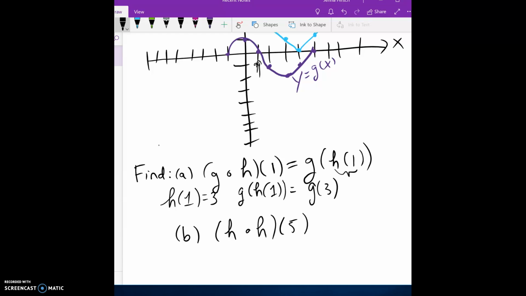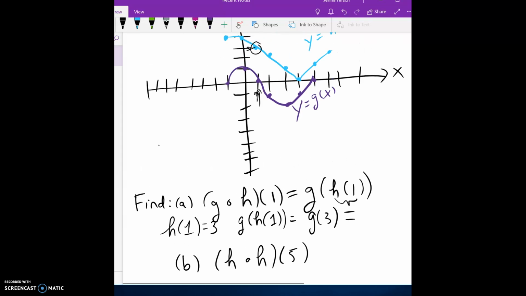The last thing we need to do is figure out what g of 3 is. So g of 3 means I'm going to go to 3 on my x-axis, which is right here, and try to find the y value where I hit on this purple graph when my x value is 3. Let's go to the purple graph. We're going down over here, and the y value that maps us to is this y value over here, which is -2. So that means that g composed with h of 1, or g of h of 1, is the same thing as saying -2.